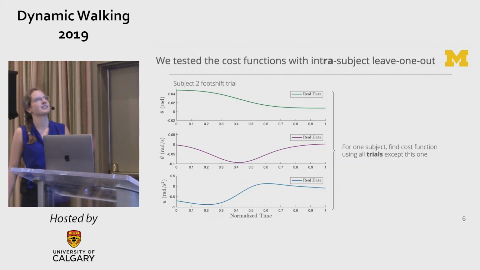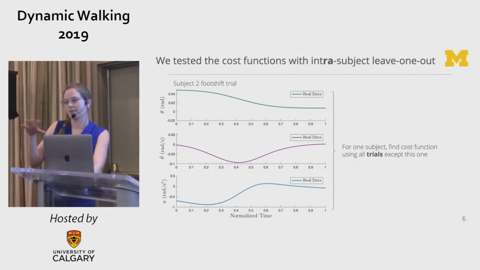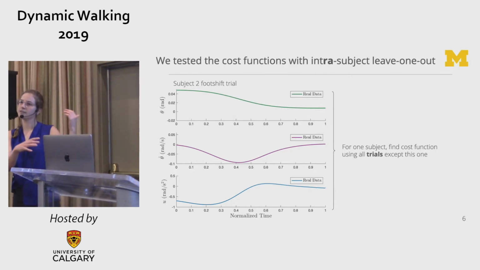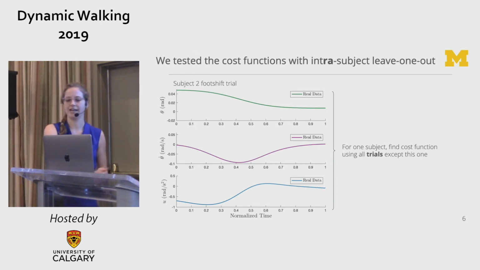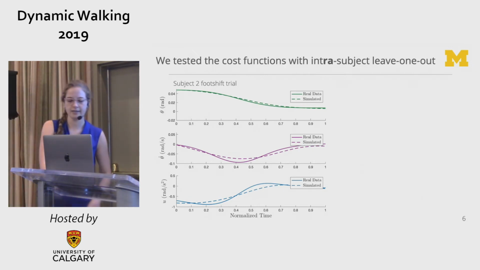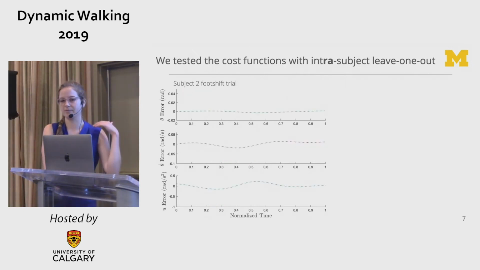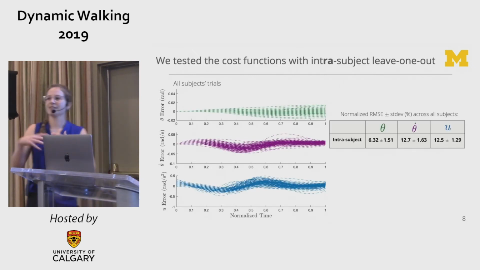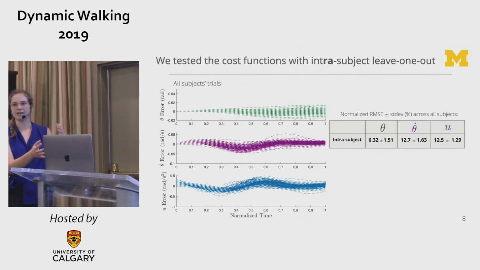So here is a subject's foot-shifted sit-to-stand trial where we have position, angular velocity, and input. And what we're going to do is take all of the subject's other trials and use them in inverse optimal control and simulate the left-out trial. So we see, great, it looks like it matches up pretty well, reaches standing, but we'll quantify this by computing error between simulated and real data, and then doing this across all subjects and computing a normalized root mean square error in position, velocity, and input.